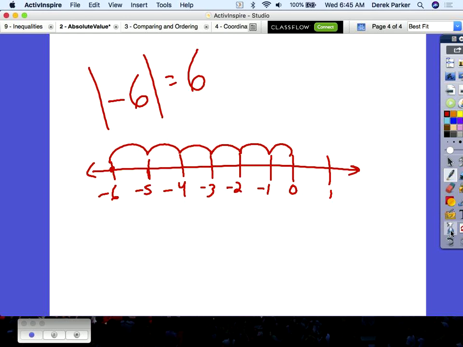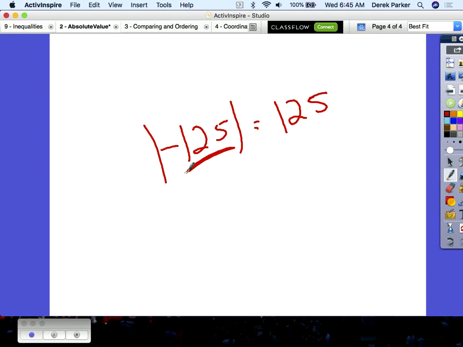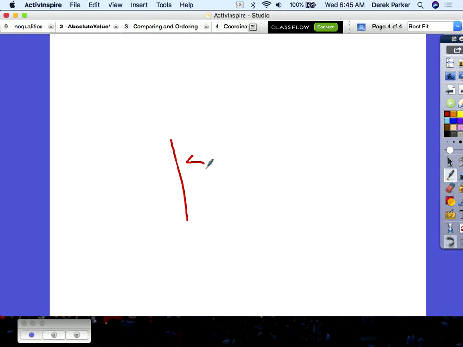And I can do this with any number. I don't have to graph it. If I had -125 and I wanted to find the distance from 0, it is 125. It is always just the number. If I had the absolute value of 50, it is just 50. It is 50 away from 0.